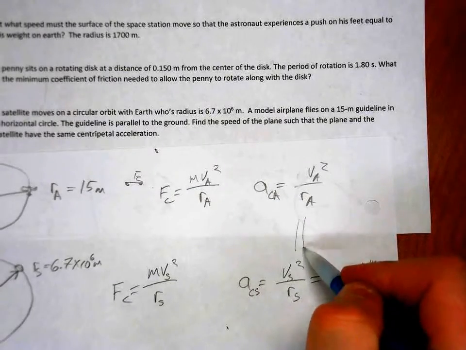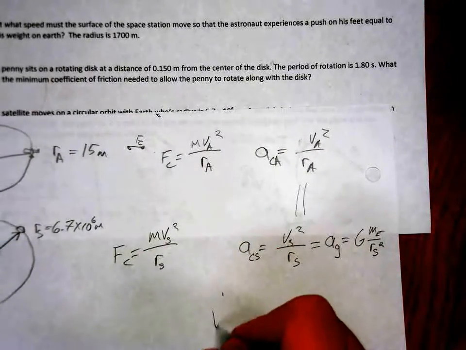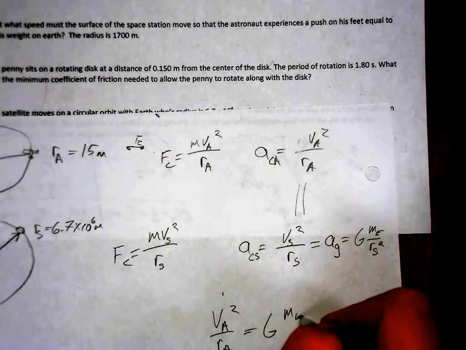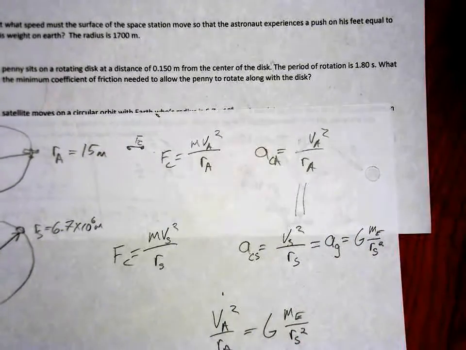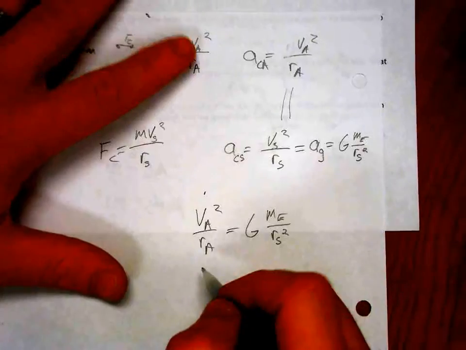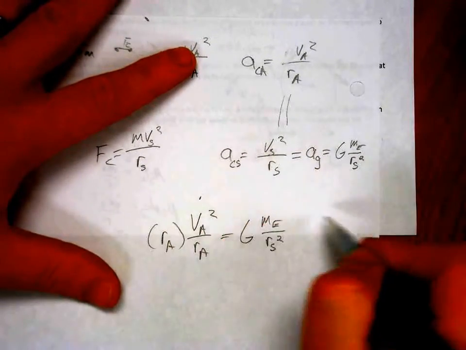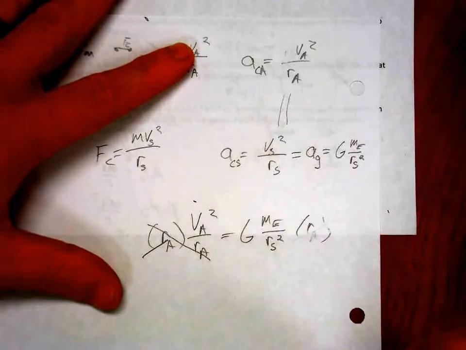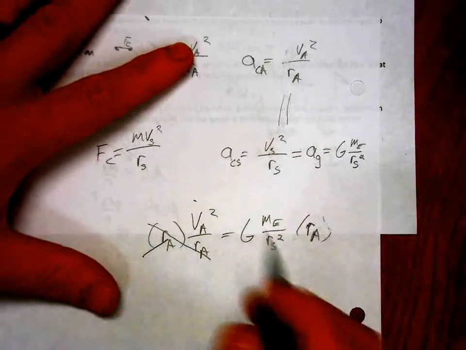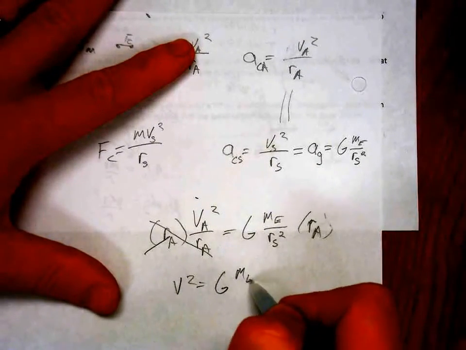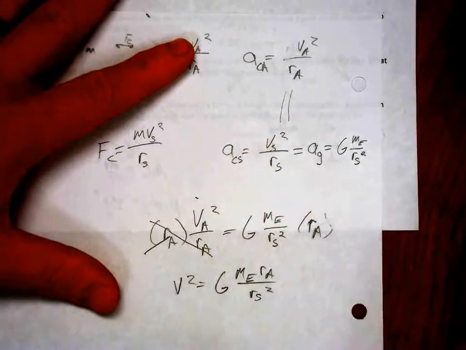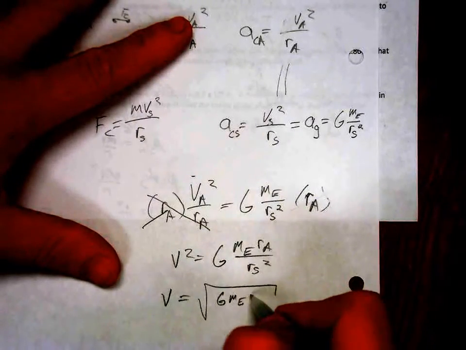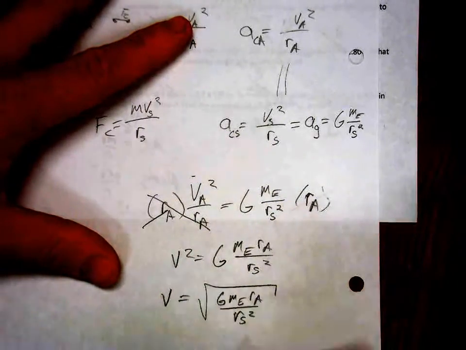So I want to set these two equal to each other. VA squared over RA is equal to G mass of the Earth over radius of the satellite squared. And then I can just multiply each side by the radius of the airplane. Oops, don't scratch that out. Scratch that side out. So V squared equals G ME RA over RS squared, or V is just equal to the square root of G ME RA over RS squared.